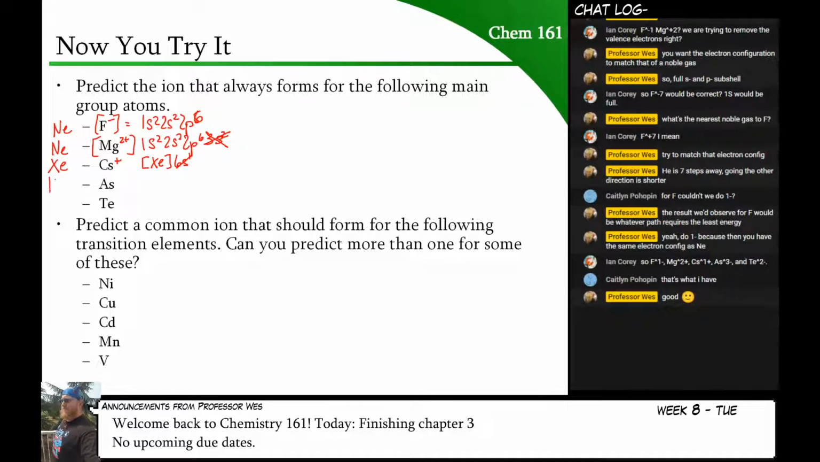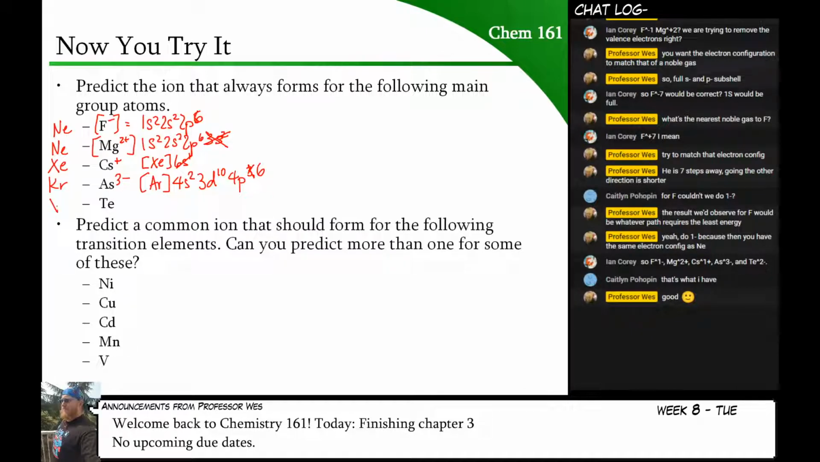Arsenic's nearest noble gas is krypton. So there's what arsenic looks like. To make it look like krypton, we would need to get 4p6. So if we go like this, that would be adding 3 electrons. And you can see how this pattern is working by now, hopefully.